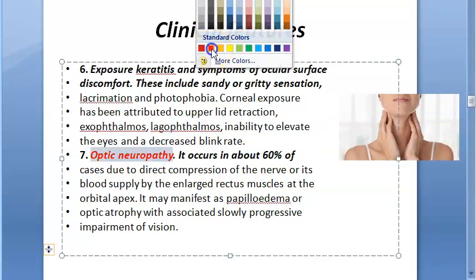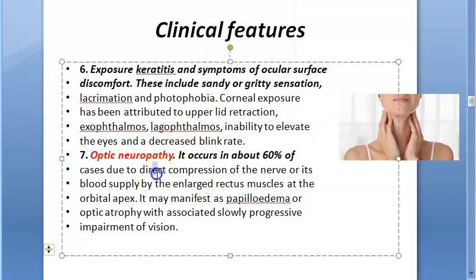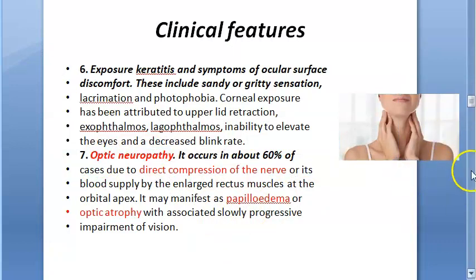Now their optic nerve also is getting damaged, is it? They manifest as papilloedema, optic atrophy associated with slowly progressive impairment of vision. Okay, because of direct compression of the nerve and or its blood vessel. So the blood vessel supplying the nerve is also damaged. So nerves are compressed means optic neuropathy, obviously. So they can lose vision.